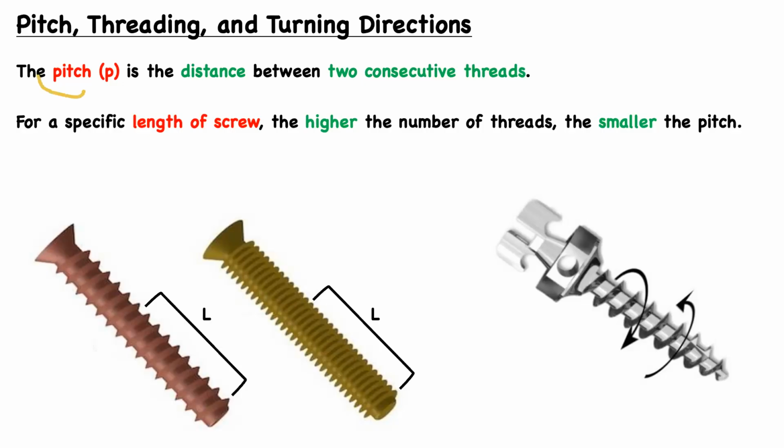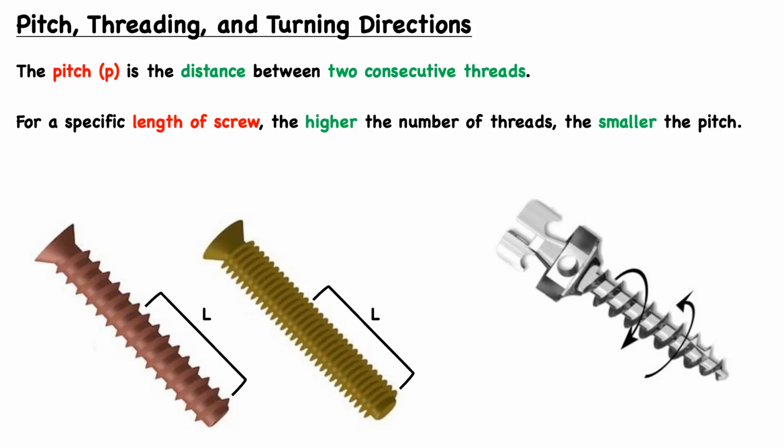So the pitch we've already touched on without perhaps already knowing it, but the pitch is the distance between two consecutive threads. So again, if we take one of our illustrations and we mark a few of the threads, it's the distance between these that indicates or denotes the pitch. This is what the pitch is. So for a specific length of screw, the higher the number of threads, the smaller the pitch.